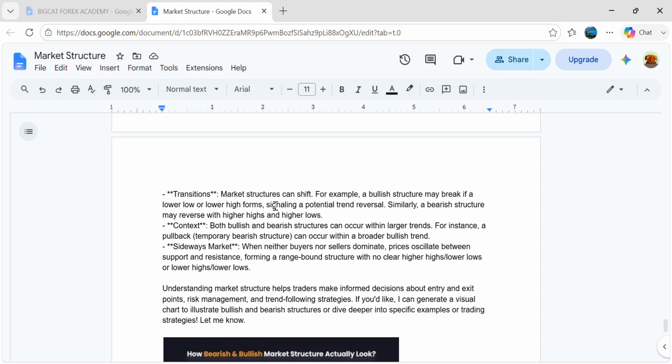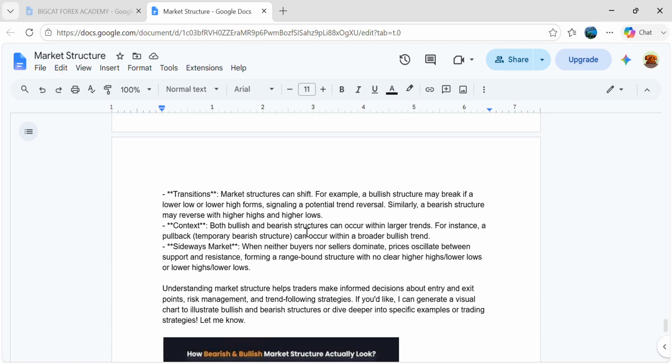The transition: market structure can shift. For example, a bullish market structure may break if a lower low or lower high forms, signaling a potential trend reversal. This is called a change of character. When the market structure changes from bullish to bearish, it's called a change of character. And when it changes from bearish to bullish, it's also called a change of character. Simply, a bearish structure may reverse with higher highs and higher lows.